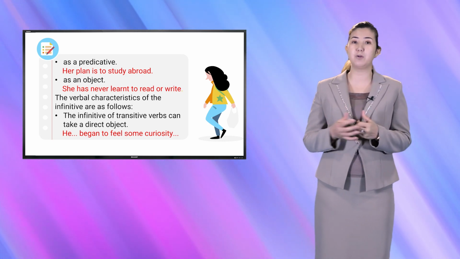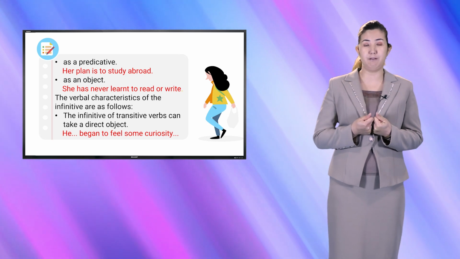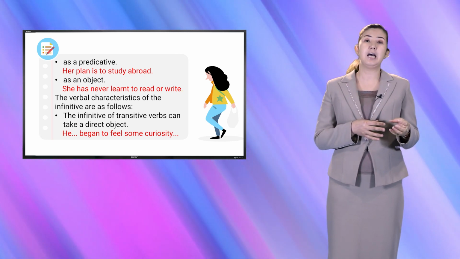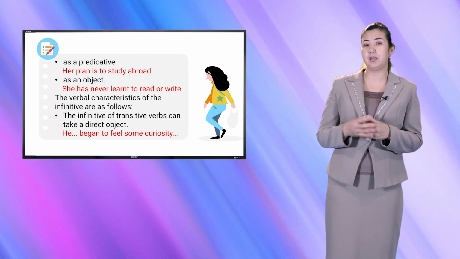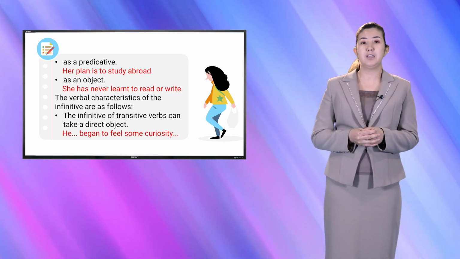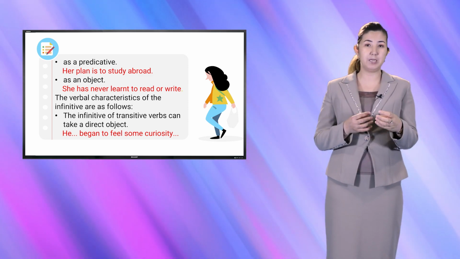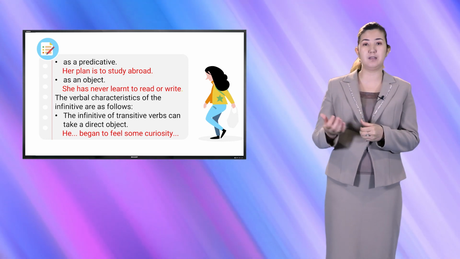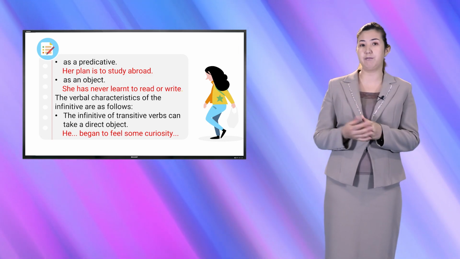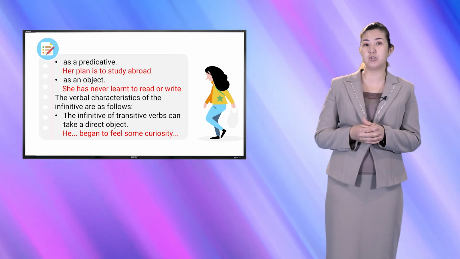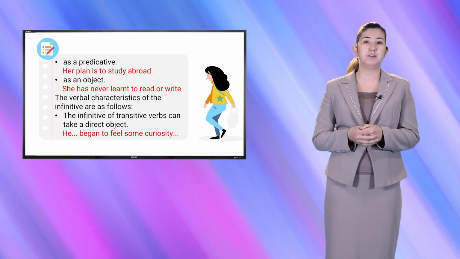Now we will explore the verbal character of the infinitive. According to the verbal character of the infinitive, the transitive form of the infinitive can take a direct object like a verb. He feels to begin some curiosity. To begin, this is the infinitive, and some curiosity is a direct object. As you know, verbs usually require a direct object after them.